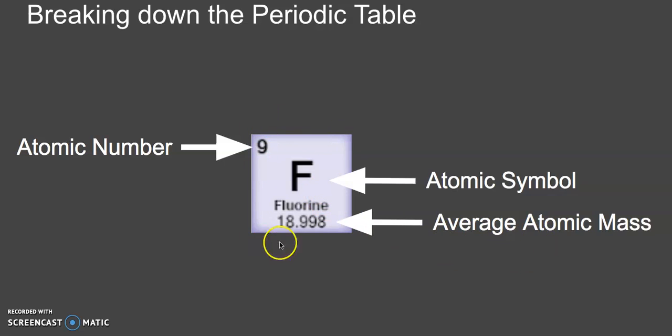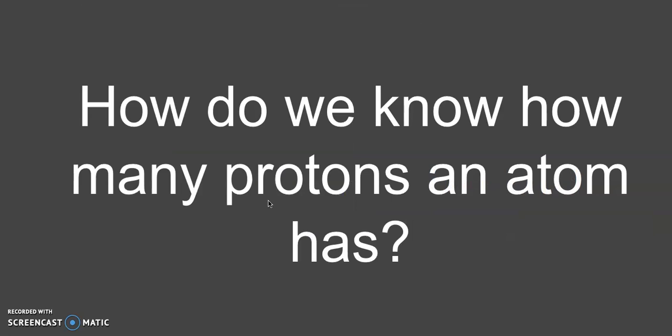To give a little bit more context, here is the name of the element and the atomic symbol. That is the shorthand that we use to refer to that element whenever we're writing out equations or creating sketches of molecules and so on. So first, we're going to ask how do we know how many protons an atom has?